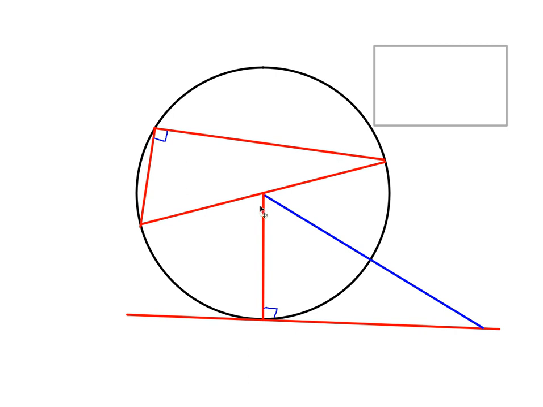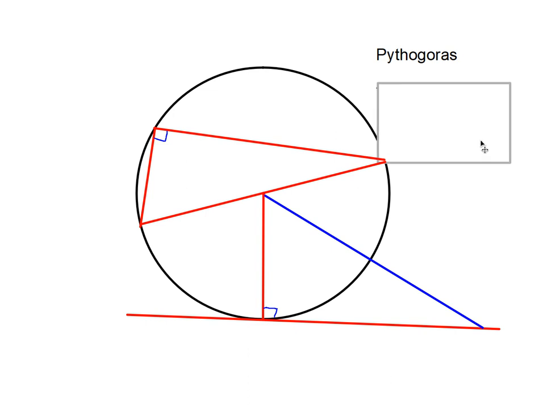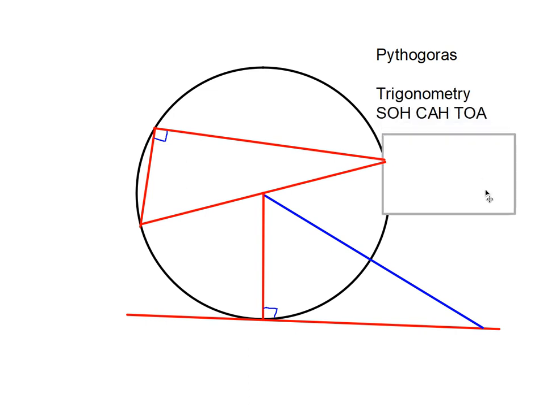And then this triangle at the bottom is created by a radius meeting a tangent, which creates a right angle. So this triangle with the blue edge here is also a right angled triangle. Now that was very helpful when we're trying to find angles, but it also means that we can use some other tools. So we can use Pythagoras, and we can also use the trigonometry, the SOHCAHTOA, that we were looking at before Christmas. Okay, I'm going to look at Pythagoras today.